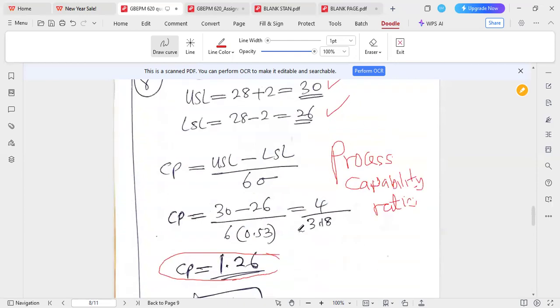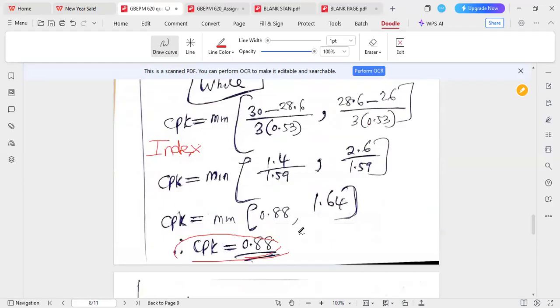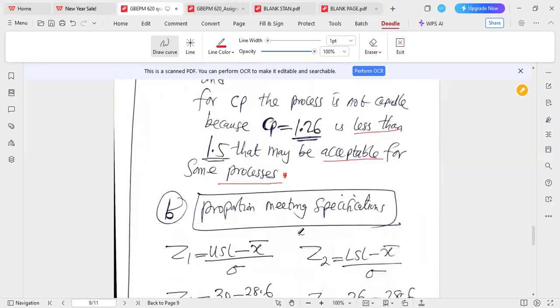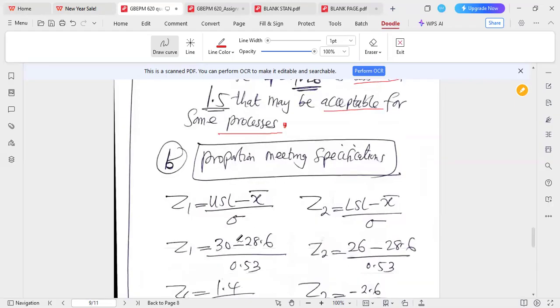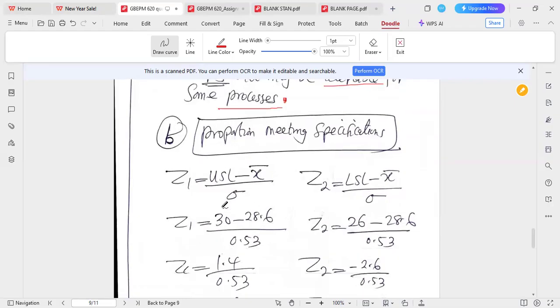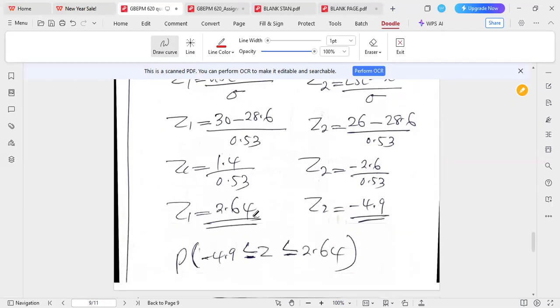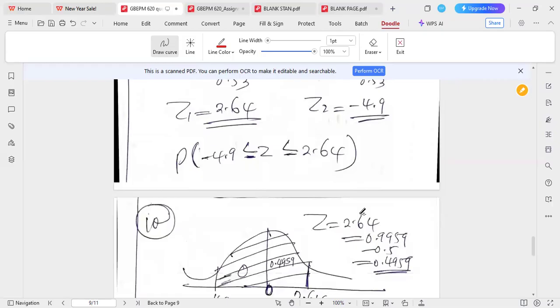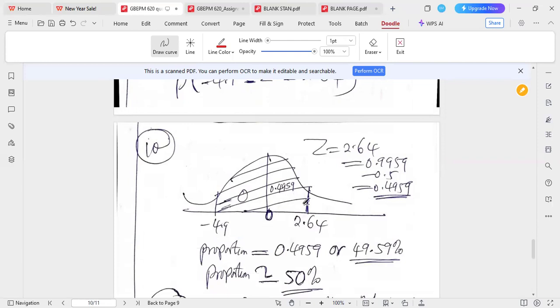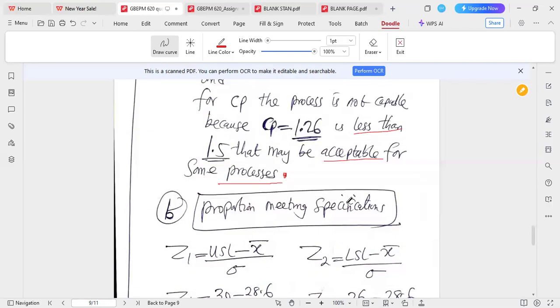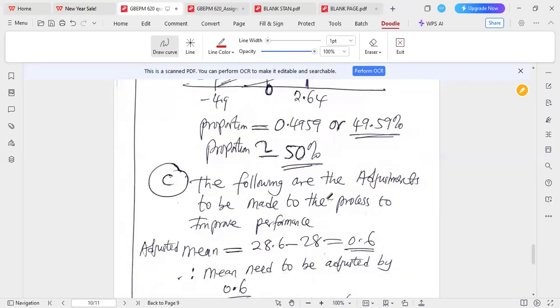So from here, the proportion meeting specification, we use the Z calculated now, upper specification minus the mean over standard deviation. So you have 2.64 and -4. We're using the statistical Z tables, plotting here on this one, we are getting the proportion meeting specification is approximately 50%.